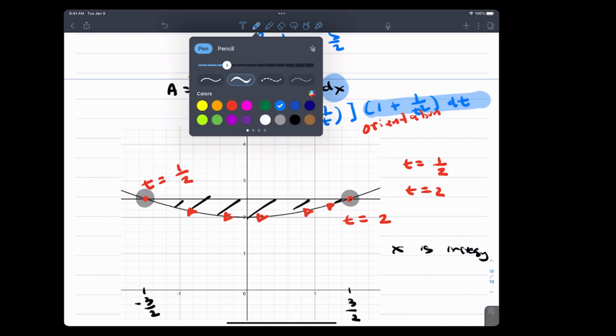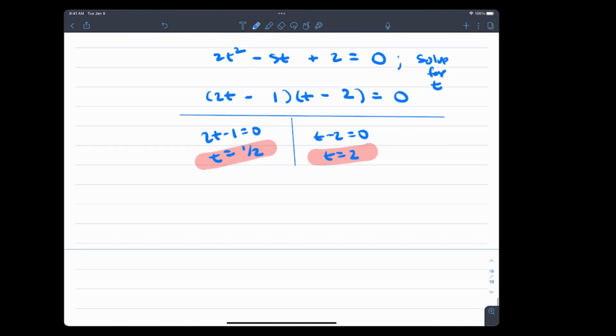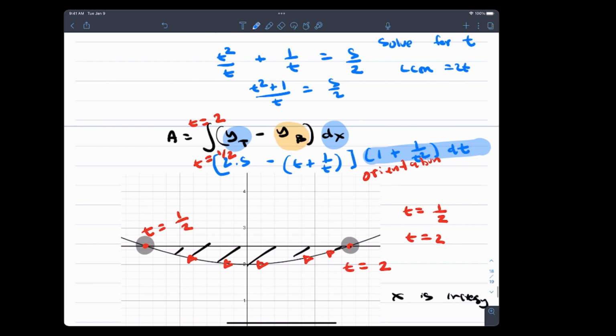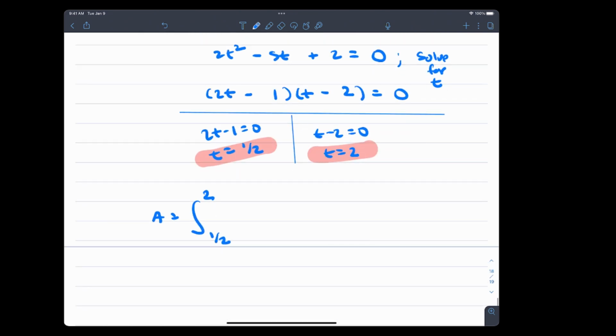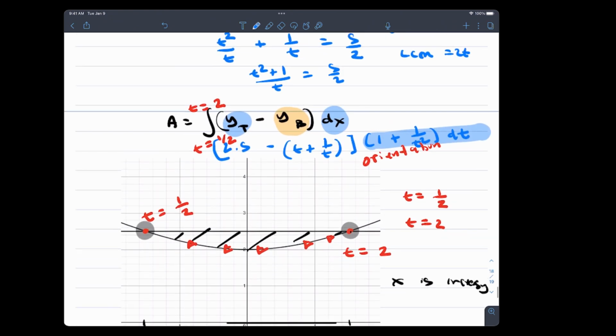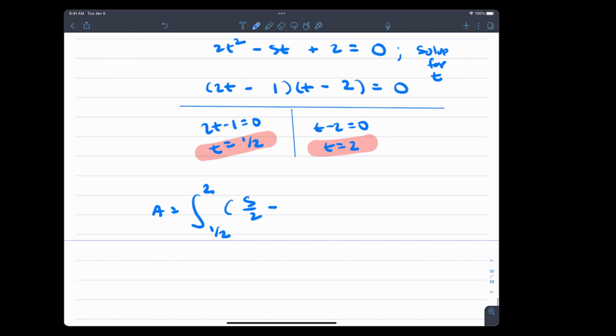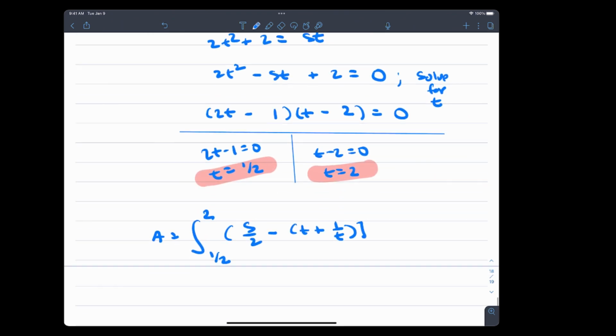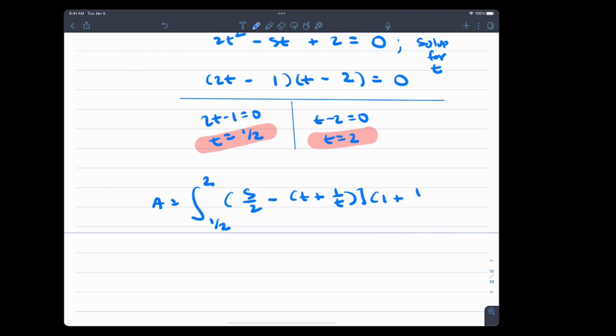So let me do some of this. You go, okay, well, what does that mean there? Well, our area, the integral, t is 1/2 to 2. And you got this here. 5 halves? So you got this 5 halves minus what? T plus 1 over t. And then that's going to be multiplied by that 1 plus 1 over t squared here. Okay? dt.